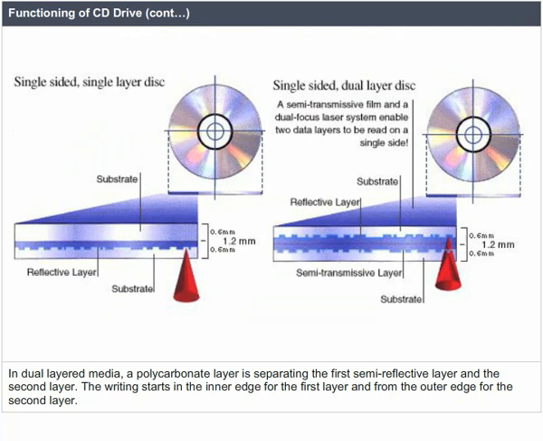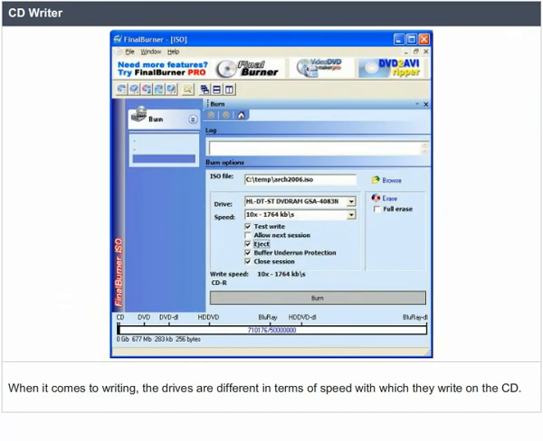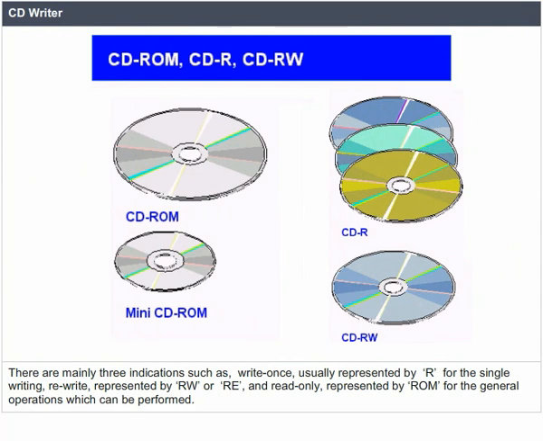CD writer. Present-day computers are supplied with CD drives capable of reading and writing with the same drive. When it comes to writing, the drives differ in terms of the speed at which they write on the CD. There are mainly three indications: write once, usually represented by R for single writing, rewrite represented by RW or RE, and read only represented by ROM, for the general operations which can be performed.